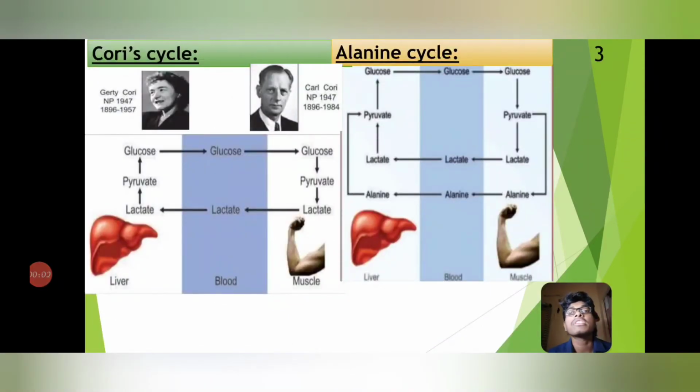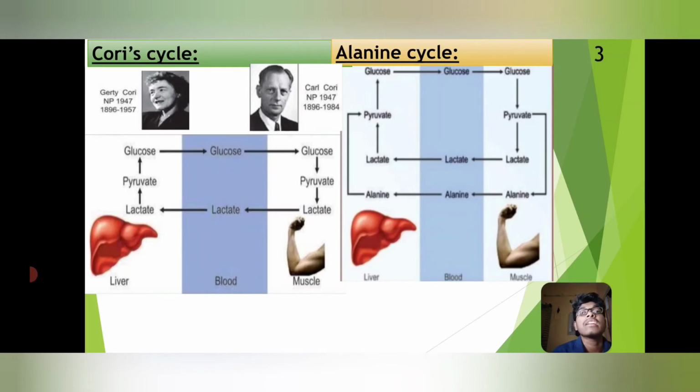Cori cycle and alanine cycle. Carl Cori discovered the Cori cycle. Glucose in the liver passes through the blood into the muscle. Glucose is converted into pyruvate in muscle. Pyruvate is converted to lactate. From muscle to liver, the lactate passes through the blood. In the liver, the lactate is converted to pyruvate. Pyruvate is converted to glucose. This is the Cori cycle.